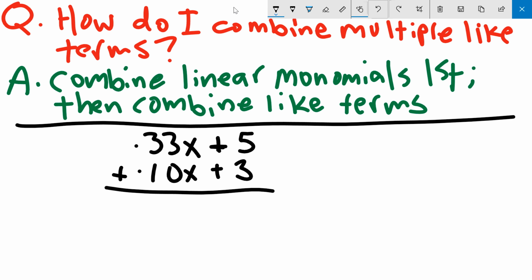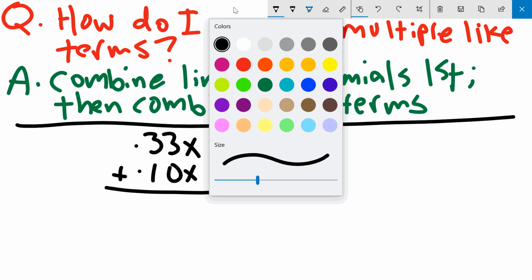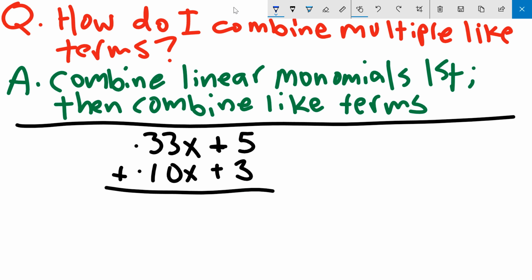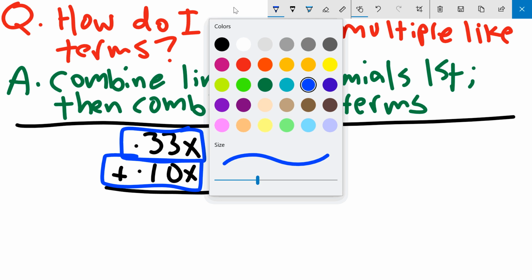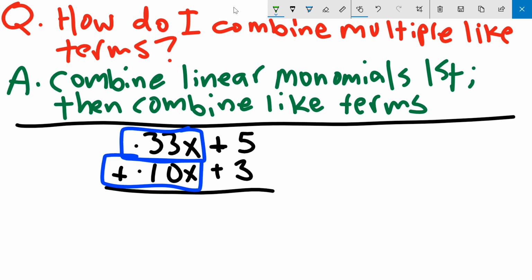Let's go ahead and get into this here. When I'm combining multiple like terms, I'm going to box the linear monomials, or my variable expenses. Don't forget to capture the sign in front of each. Both of those are linear monomials, and then I'm going to take this constant and this constant and circle those. And now it's time just to add.